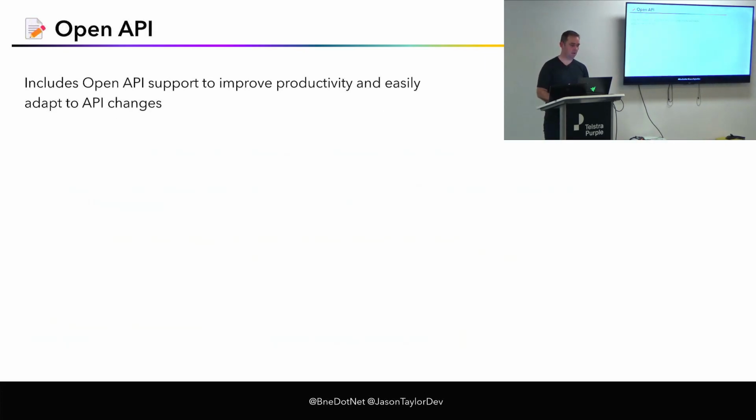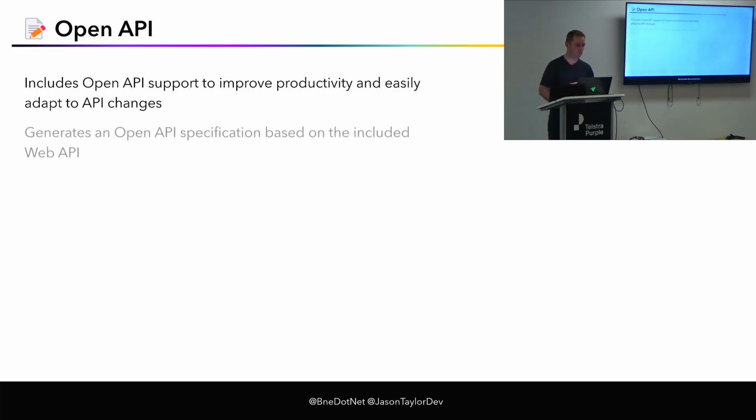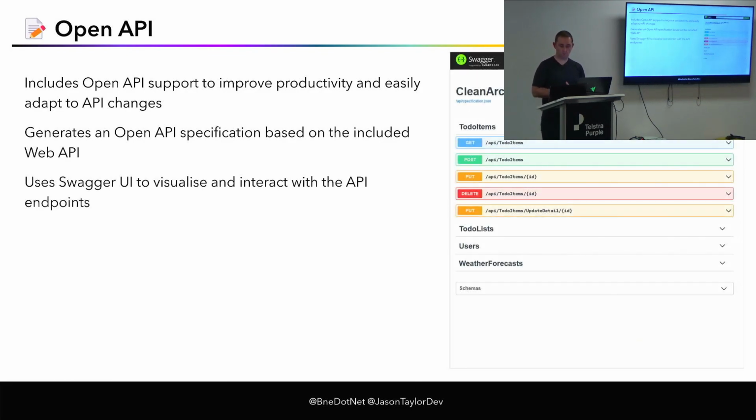Okay, OpenAPI. So, of course, the template includes OpenAPI support to improve productivity and easily adapt to API changes. It generates an OpenAPI specification based on the included web API, and it does that whenever the web project builds. So you know your specification will always be up to date. Developers can, of course, use Swagger UI to visualize and interact with the endpoints.